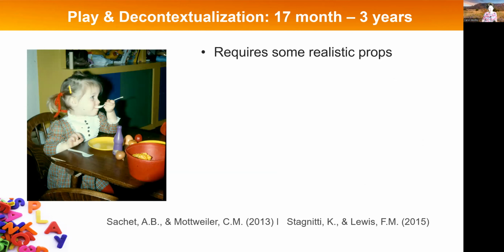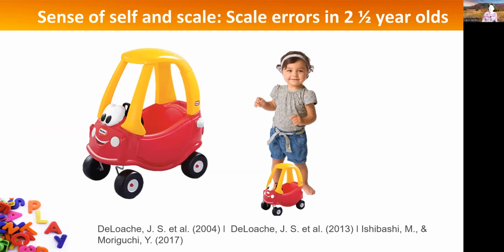17-month-olds to around 3-year-olds need some realistic props in their play. Children under 3 aren't good at really playing with small representational toys. They exhibit what we call scale errors. Researchers have taken toddlers into a playroom with large toys, let them, for example, ride this cart around. And then they take the child out of the room and take the life-size toys out of the room, substitute small toys, send the child back in, and children under 3 will still try to fit themselves in that little car.